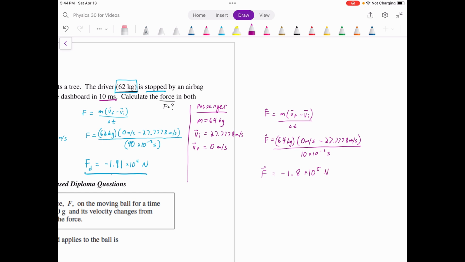Okay, so they're experiencing about 180,000 newtons of force, while the driver was only experiencing about 19,000 newtons of force. Now, obviously, neither of them are going to feel great after this, but the passenger is experiencing 9 times more force than the driver, right? Because they came to a stop 9 times faster, right? So 9 times more force is a very significant factor here. That's quite a bit more force, 180,000 versus about 19,000 newtons of force.